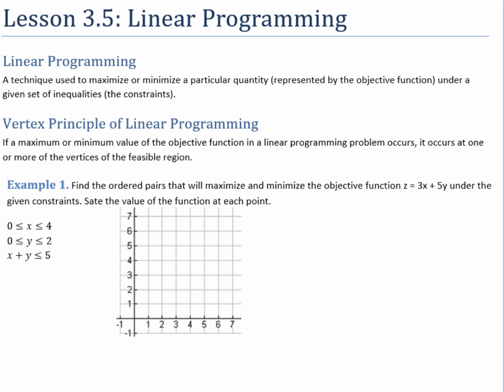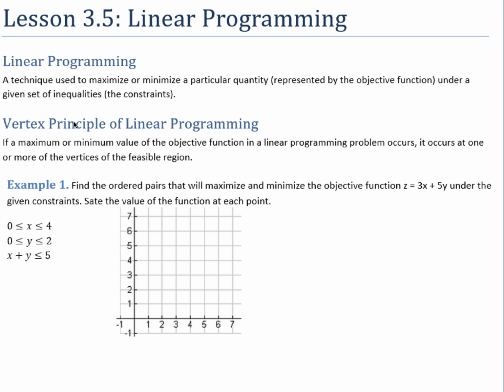Lesson 3.5 deals with linear programming, and this is an application of solving systems of inequalities. So you can read here, linear programming is a technique used to maximize or minimize a particular quantity represented by an objective function. So there'll be some equation or function that we want to find the highest value or the lowest value if possible. And we want to do this under a given set of inequalities, and that group of inequalities, the system of inequalities, are called the constraints.